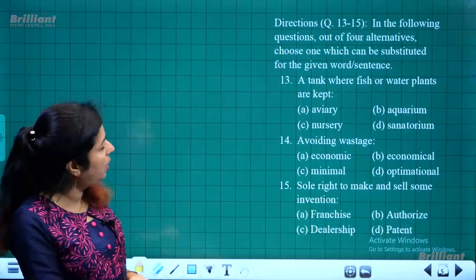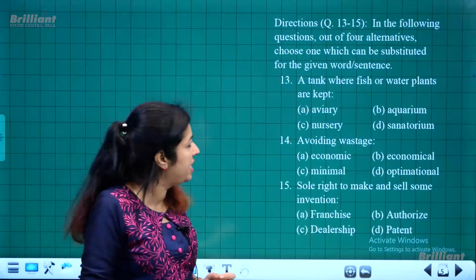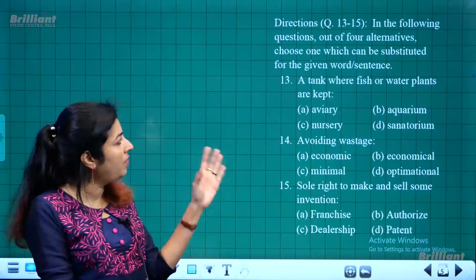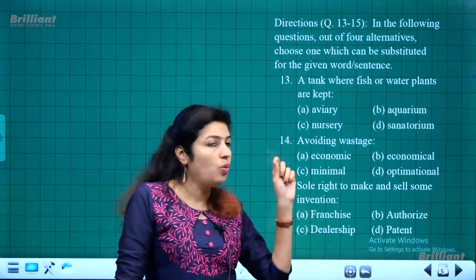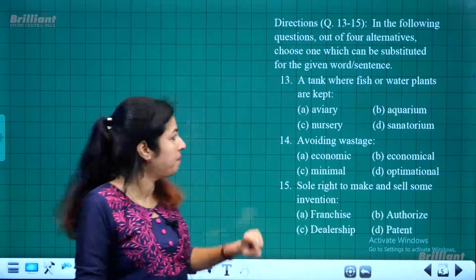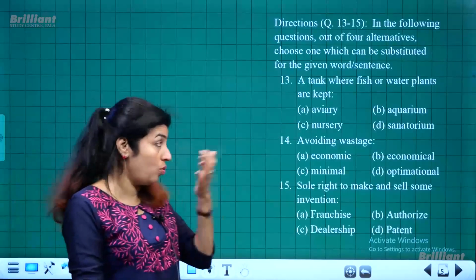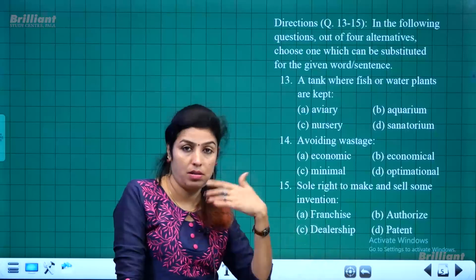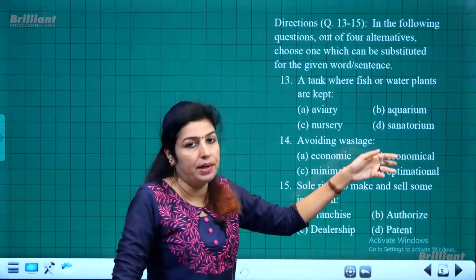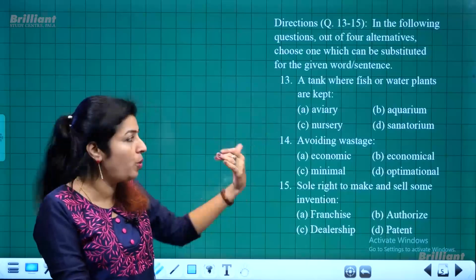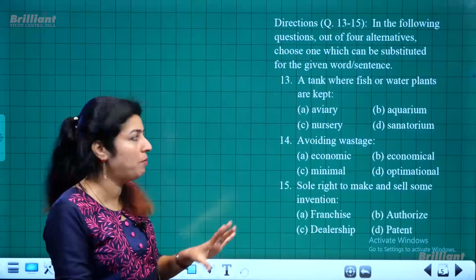Now next is, in the following questions, out of 4 alternatives, choose the one which can be substituted for the given word or sentence. Or in short, you have to find out the one word of the following. A tank where fish or water plants are kept. So it's quite obvious, and most of you know the answer. So it is aquarium. Some people have an aquarium in their house, where fish or water plants are kept or stored.